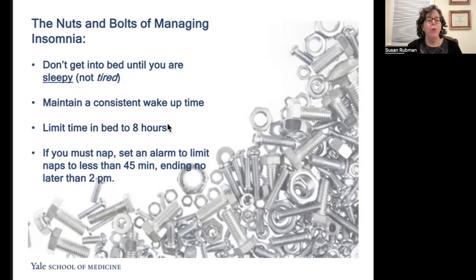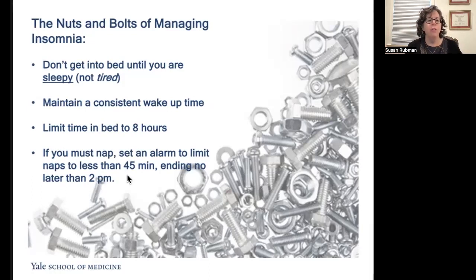We limit time in bed to about 8 hours. Sometimes people want to extend their time in bed thinking that they might be able to get more sleep. What typically happens with people with chronic insomnia is that the more time they spend in bed, they don't necessarily change the amount of time they sleep, but they spend more wake time in bed. And sleep becomes less satisfying and patchier throughout the night. So by limiting the amount of time in bed, we consolidate sleep and sleep becomes more restful.